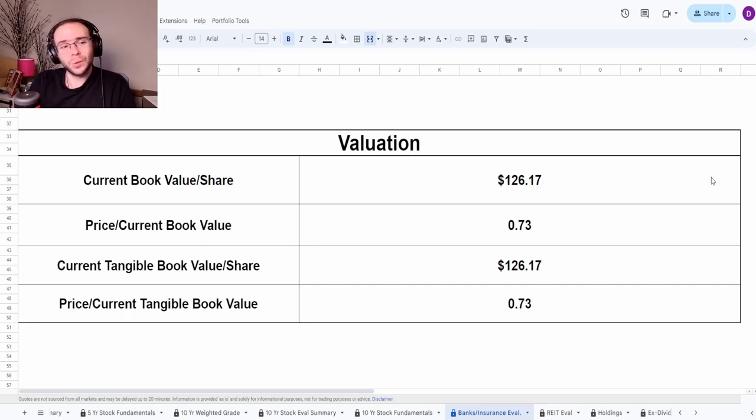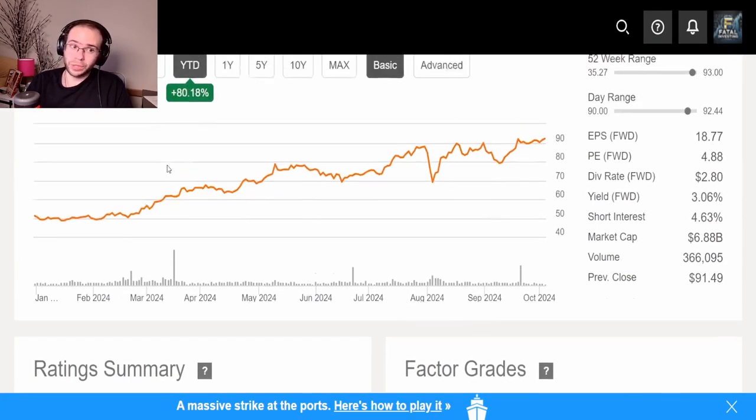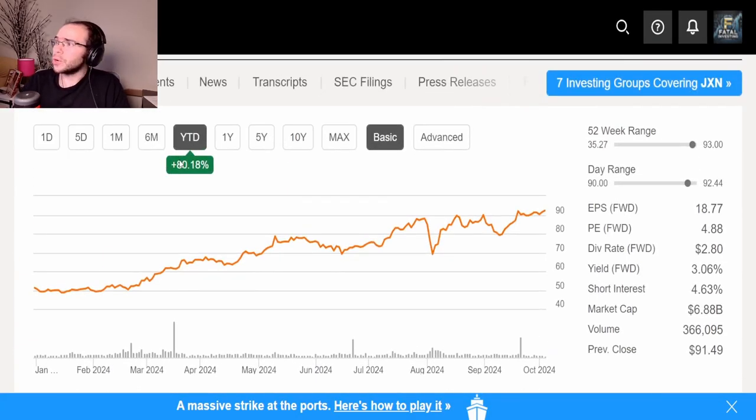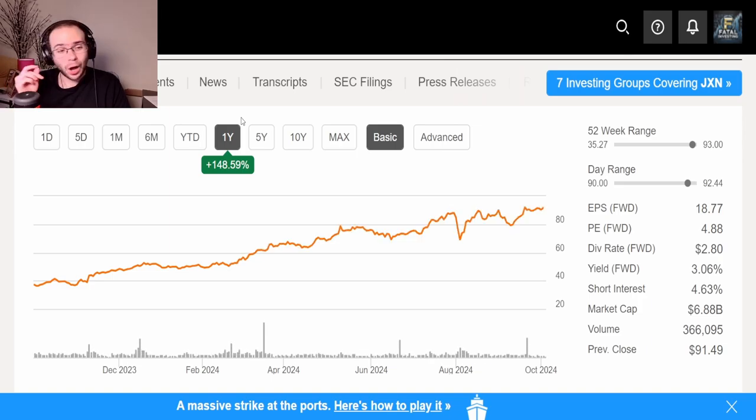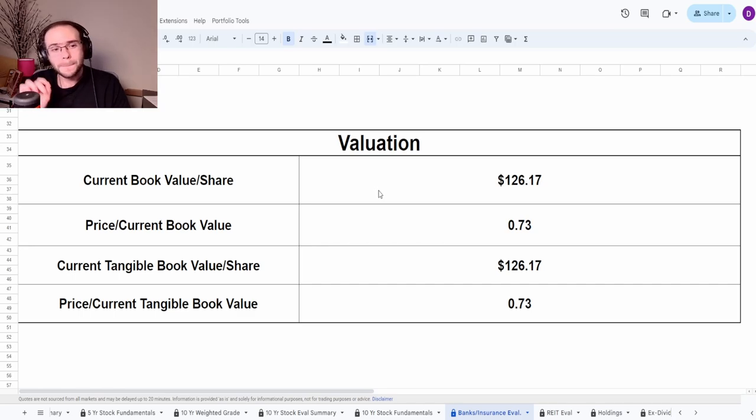Basically, ideally, you want this number to be as close to one as possible. The fact that it's under one is telling us that it is undervalued, which is a rarity to see when it comes to banks. So even though the company has gone up a whopping, and when I say whopping, I mean whopping 80.2% year to date and 150% on the 1 year, technically it's still considered a good value based on the tangible book value per share.